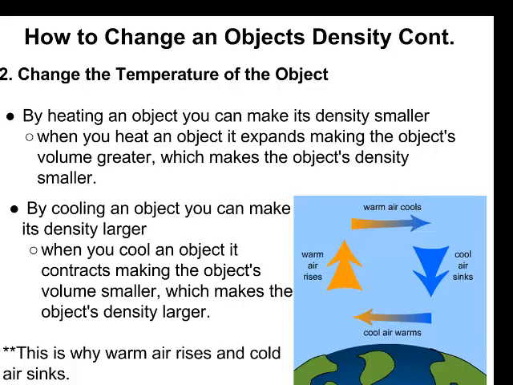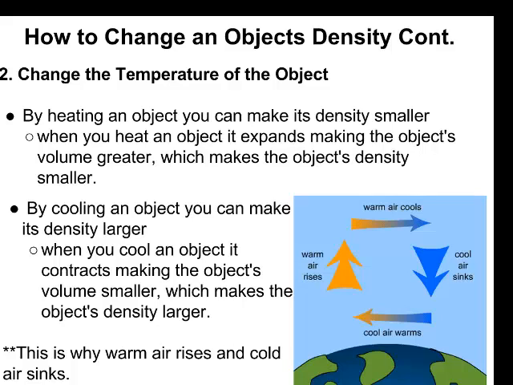The second way to change an object's density is to change the temperature of the object. So those of you who've already had chemistry, so 8th graders, you'll probably remember, hopefully, that when you heat an object, what happens? It expands. Because remember we talked about in chemistry, those molecules spread apart, and that increases the volume. And so it's making the density smaller because the mass is staying the same, but the volume is increasing because, again, those molecules are spreading farther apart.